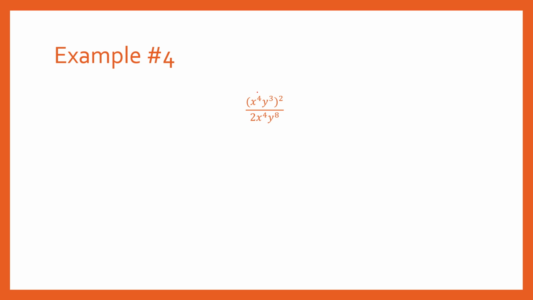Now, we need to do the power rule first. It's kind of like order of operations in a way. You've got all these parentheses that need to be simplified. If you remember the power rule, that tells us that we have to multiply, and it's kind of like distributing, right? So we're distributing that 2 to everything on the inside. So this becomes x to the 8th and y to the 6th. And now this is starting to look pretty easy.